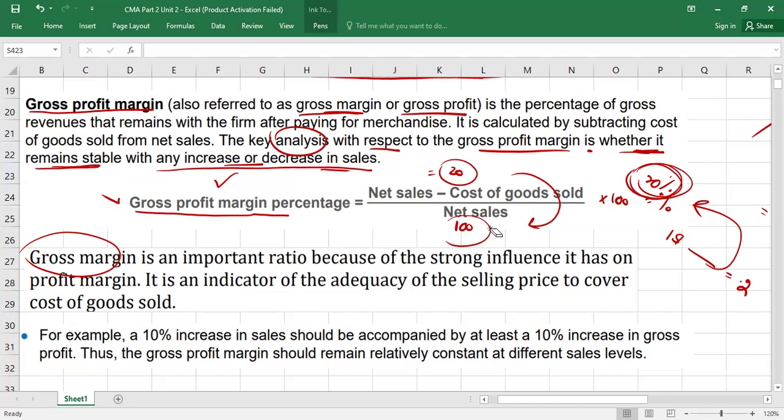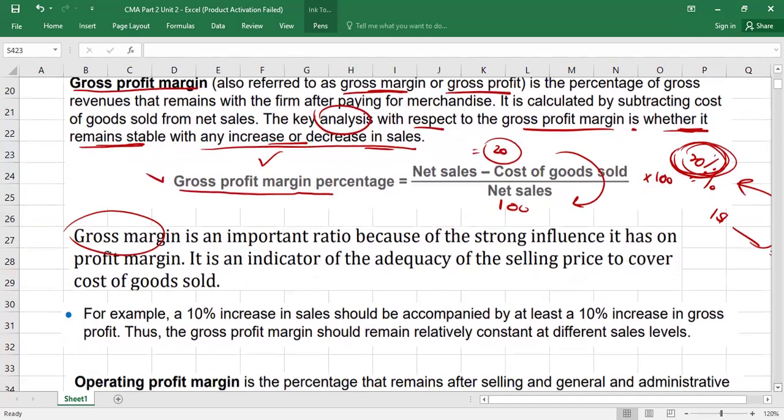The second interpretation is that my sale is leaving 20% profit after the deduction of cost of goods. So which profit? Gross profit. And please also remember, a higher ratio is always desirable. So obviously it's a profitability ratio. We don't want our profitability to be lower than our past, than our competitors, or than our industry average. So we want it higher, right?